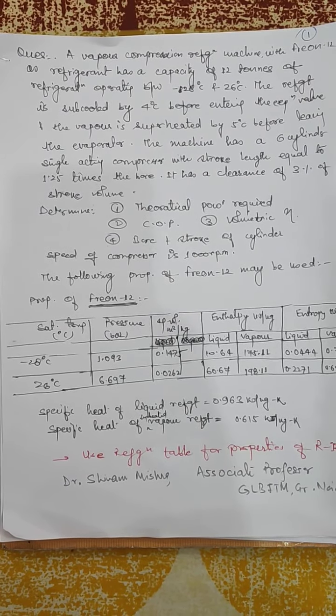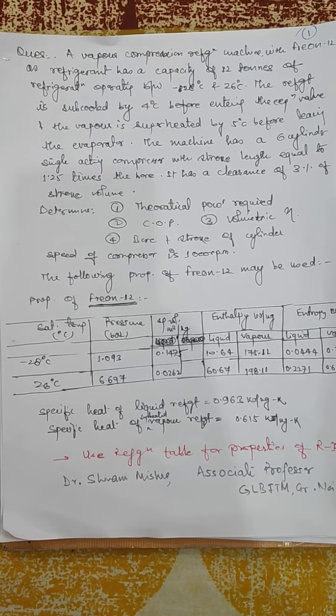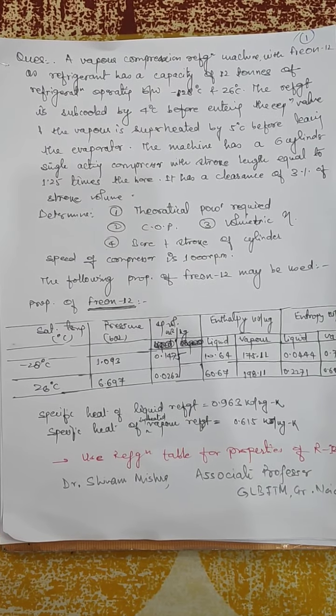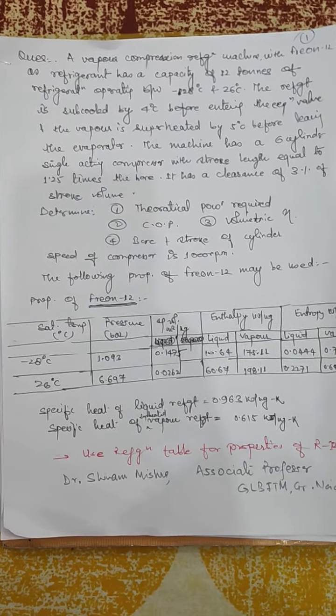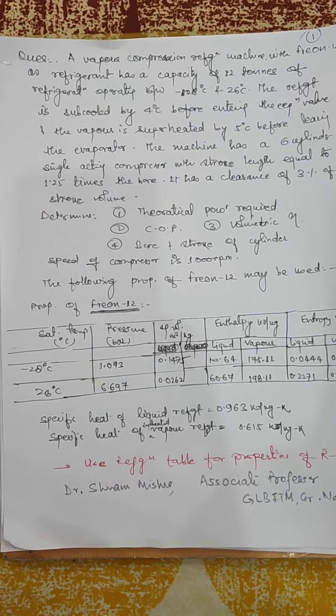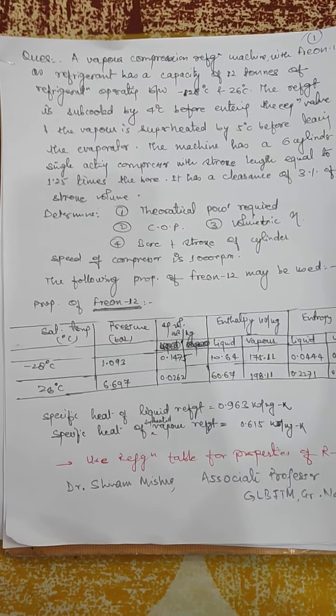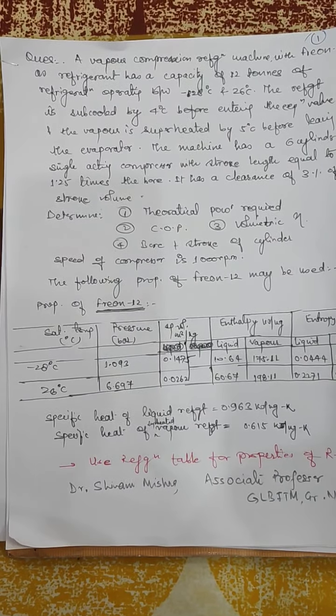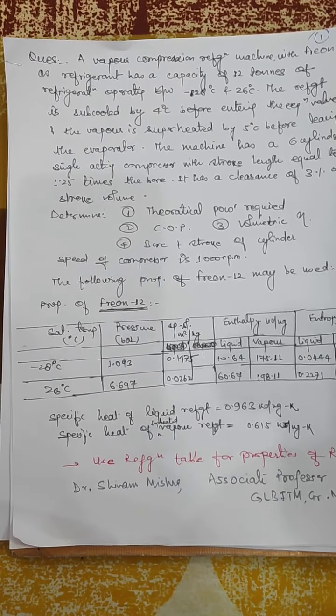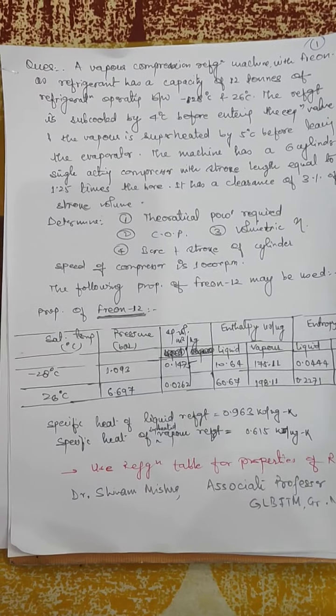The refrigerant is subcooled by 4 degrees centigrade after the condensation before entering the expansion valve, and the vapor is superheated by 5 degrees centigrade before leaving the evaporator. So this superheating is after the evaporator, before entering the compressor.